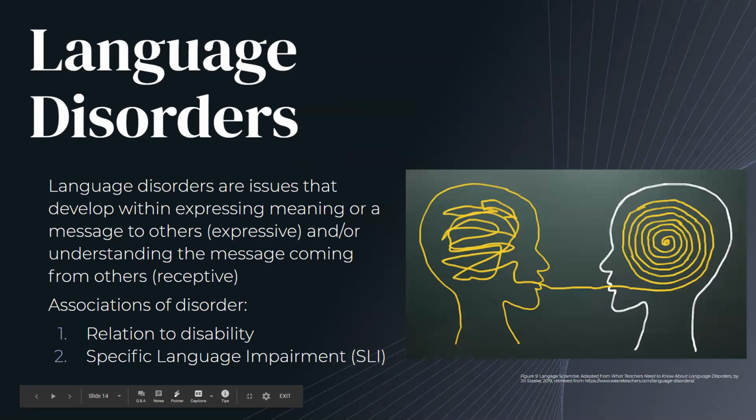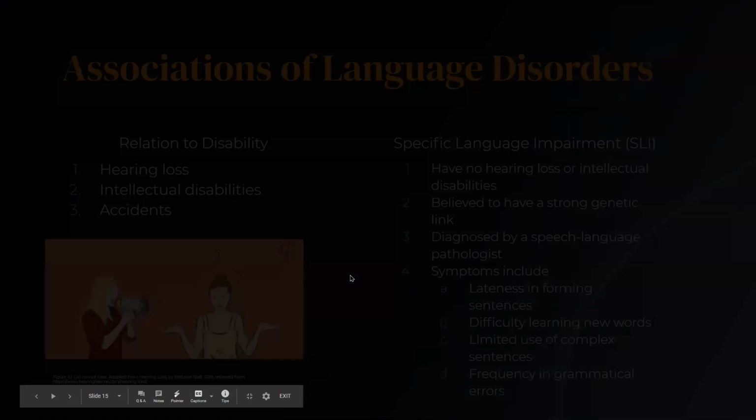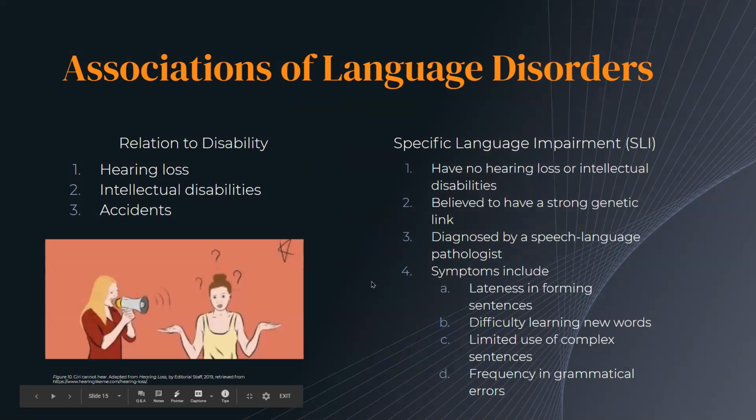Language disorders is the next area that we're going to talk about. This often refers to problems with either development of expressing meaning or message, which is considered expressive, or understanding the message coming from others, which is considered receptive. There are two areas of association with these disorders: the relation to a disability, and specific language impairment, or SLI. The association with a disability is typically hearing loss, or an accident where maybe their vocal cords got severed so they can't really talk anymore, or intellectual disabilities such as Down syndrome or severe autism, where they can't express their thoughts vocally even though they have their own thoughts. And then specific language impairment, or SLI, is where it has no association to a disability.